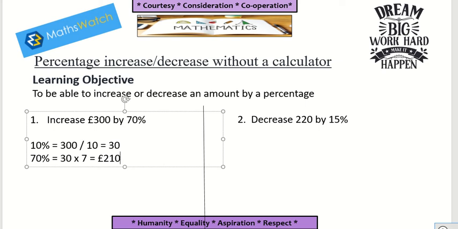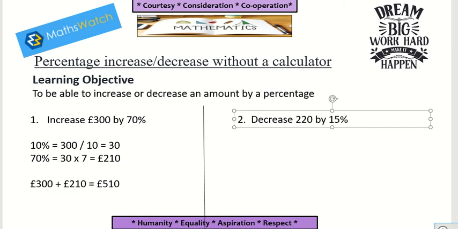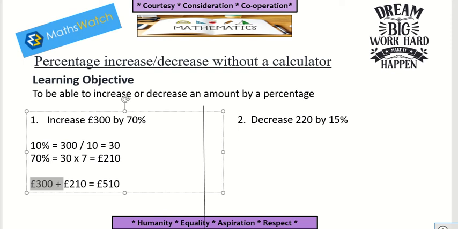Now the question says increase. So my last step is I will do 300, the original amount, plus, because it says increase, the 70% which I worked out was 210. And that will give me my final answer. So 300 plus 210 gives me £510. Okay, so that will be the answer to this question. Brilliant. Now let's move on to decrease. It's exactly the same thing, but instead, on the last step, instead of adding, we're going to subtract.